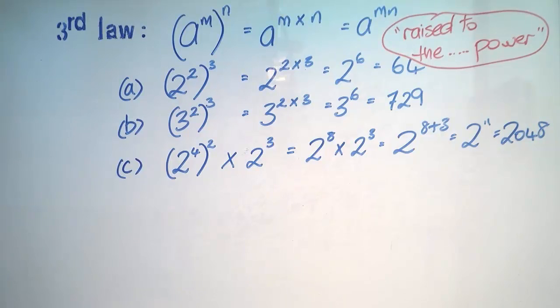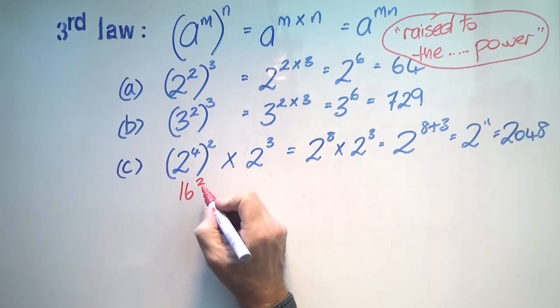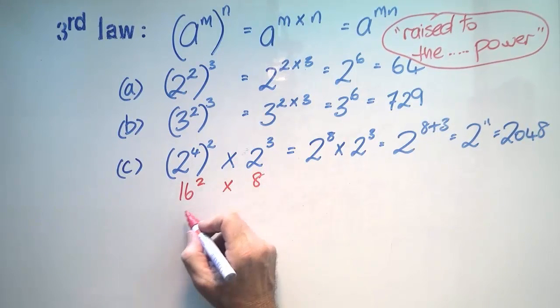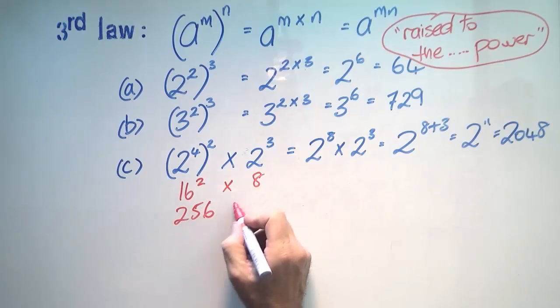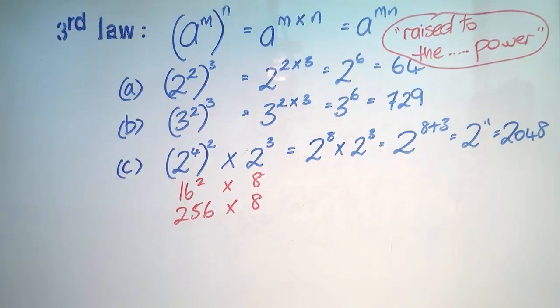If I were to not use the laws of indices and just follow the order of operations, then this would be 16 squared by 8, which is 256 by 8, but that equals 2048.